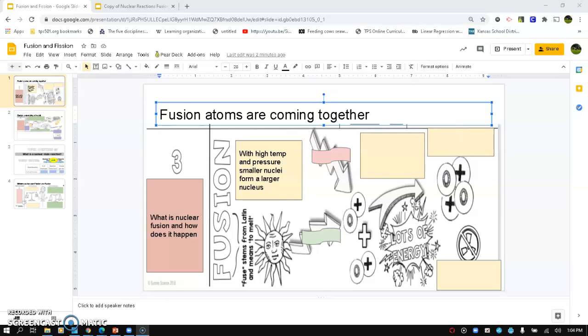With high temperature and high pressure, there is going to be a lot of it. It requires a lot of energy to get it going, but there's a trade-off with that as well.